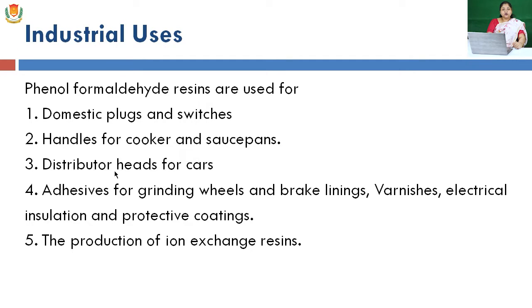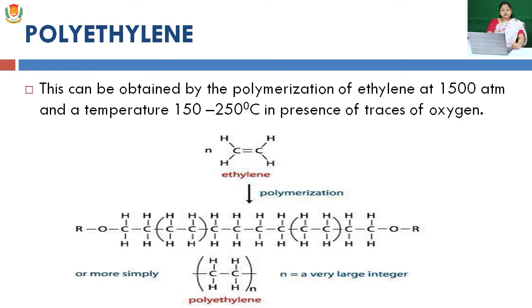There are some industrial uses of bakelite or phenol formaldehyde resins, which are used as domestic plugs, switches, switchboards, etc. They are used in manufacturing of handles for cookers and saucepans, distributor heads of cars, adhesive for wheels and varnishes, and other electrical materials. They produce ion exchange resins.